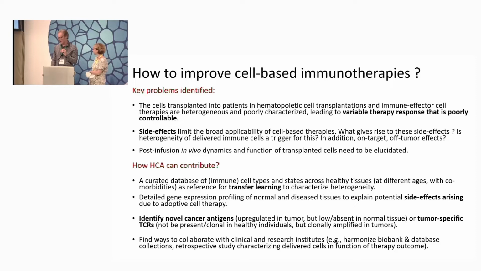Secondly, detailed gene expression profiling of normal and diseased tissues can explain potential side effects arising due to these cell therapies. So we can, for instance, check gene expression of the targets across the tissues in the Human Cell Atlas and start explaining side effects that we see.